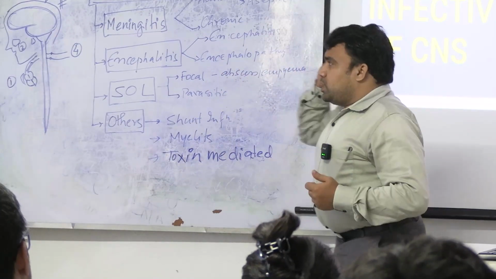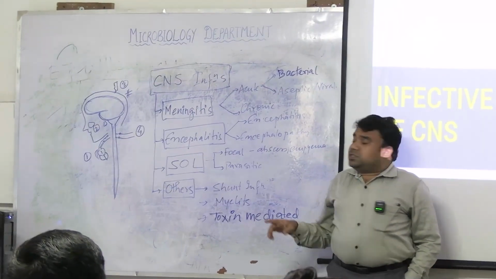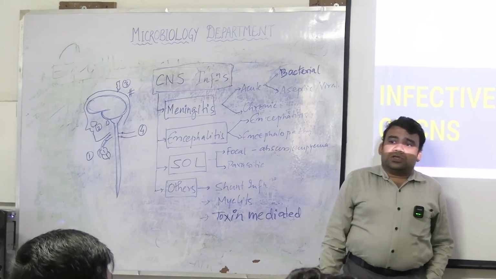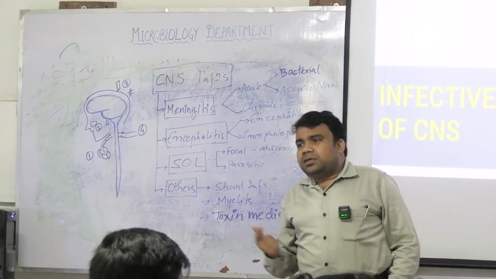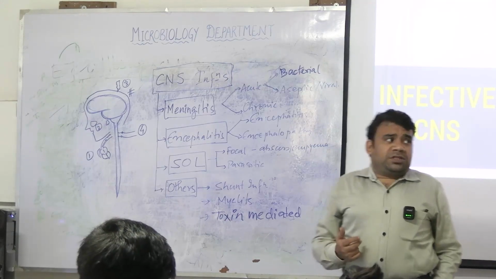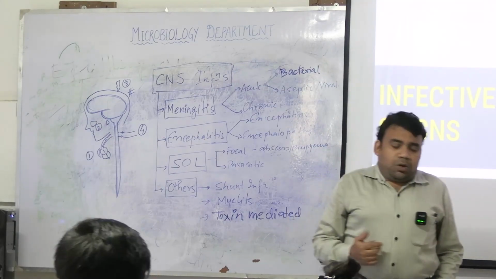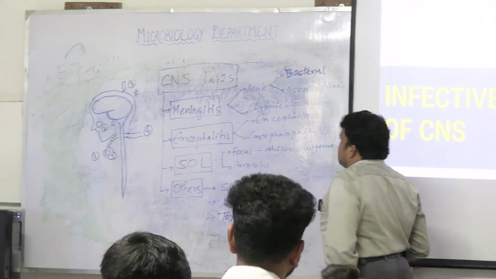So this is how we can easily classify the 4 infective processes that go on within the CNS. Those would be meningitis, encephalitis or encephalopathy, then space occupying lesions, and finally we have other infections. Now let us look at them one by one. First we will consider meningitis.